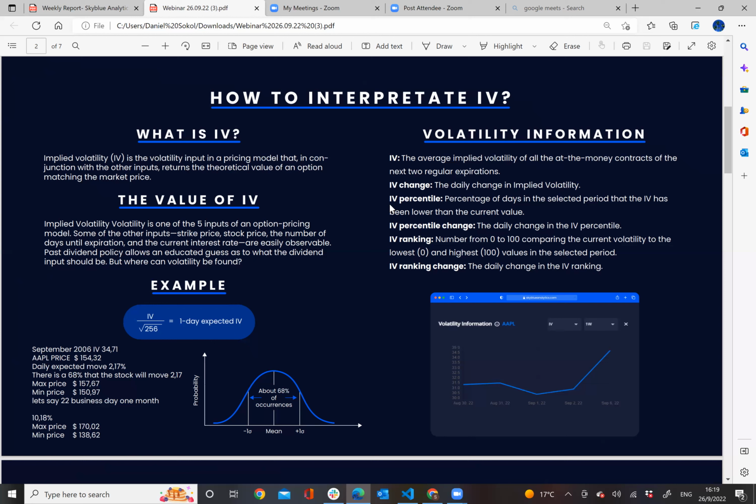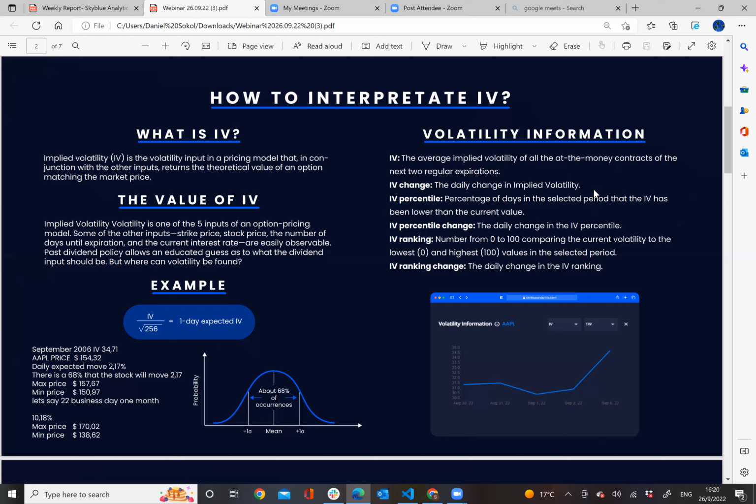IV percentile, instead, takes into consideration how many times, and here it expresses it perfectly, the percentage of days in a selected period that the IV has been lower than the current value. So I'm going to repeat it again. It's the percentage of days in a selected period that the current IV, the IV that we have just calculated with Apple, has been lower than the current value. So we will have a value of 70%, 80%, 90%. We can state that 90% of the days, the IV has been lower than the current value. It's much more representative than just taking two absolute values.